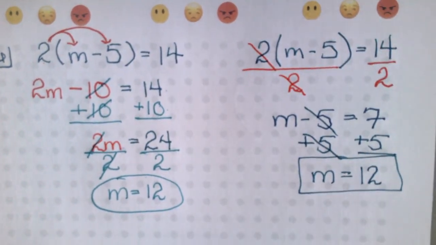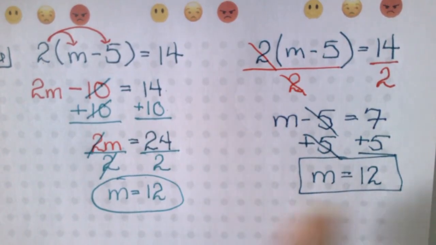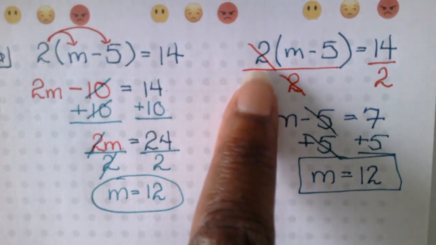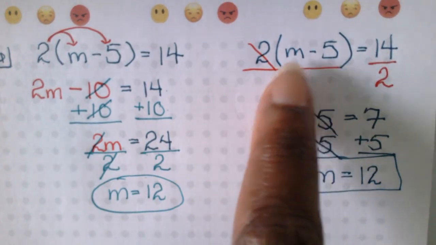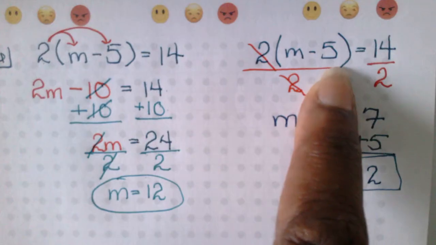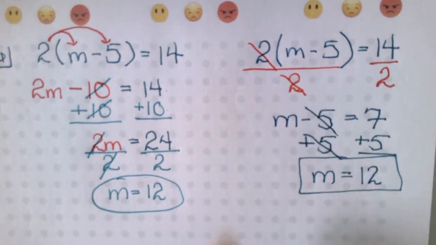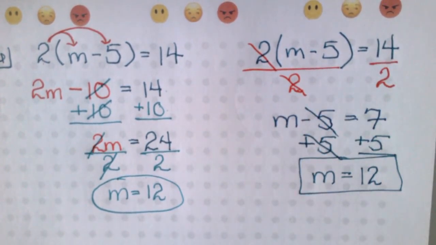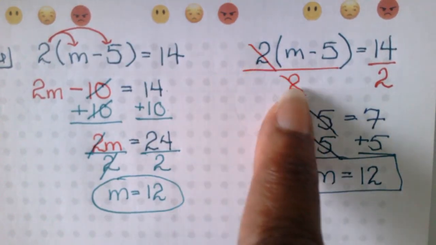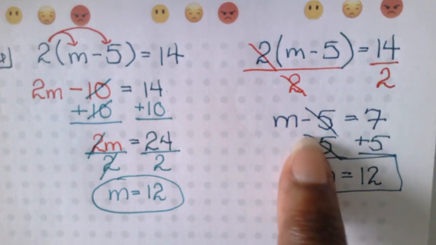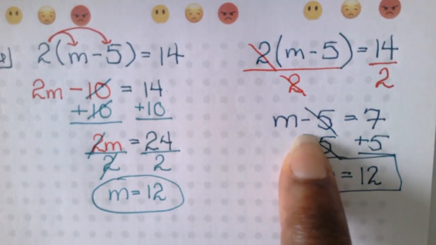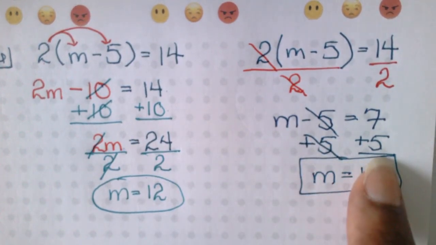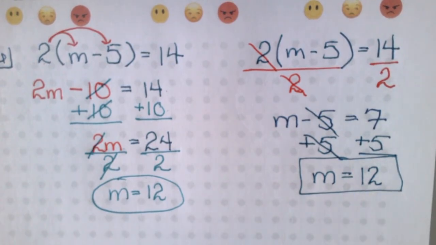All right, so for the second one, you're going from multi-step to a two-step. Noticing I multiply the 2 with this whole expression, m minus 5. So if this is multiplication, doing the inverse is division. So divide both sides by 2. We have that division, 2 divided by 2 gives us 1. That means we can bring down our m minus 5. Now, we just need to get m by itself. You add 5 on both sides, and it gives you your 12.